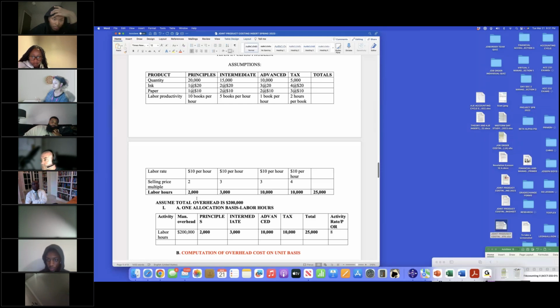Okay. So per hour, the labor productivity and the quantity. You're dividing in these first 2 cases. In the third case, it's just 1, so multiplying and dividing by 1 is going to be the same thing. But in this fourth case, since it's 2 hours per book, you had to multiply. So you multiply 2 hours by 5,000, which gets you 10,000 hours. Correct. Any other questions on that?